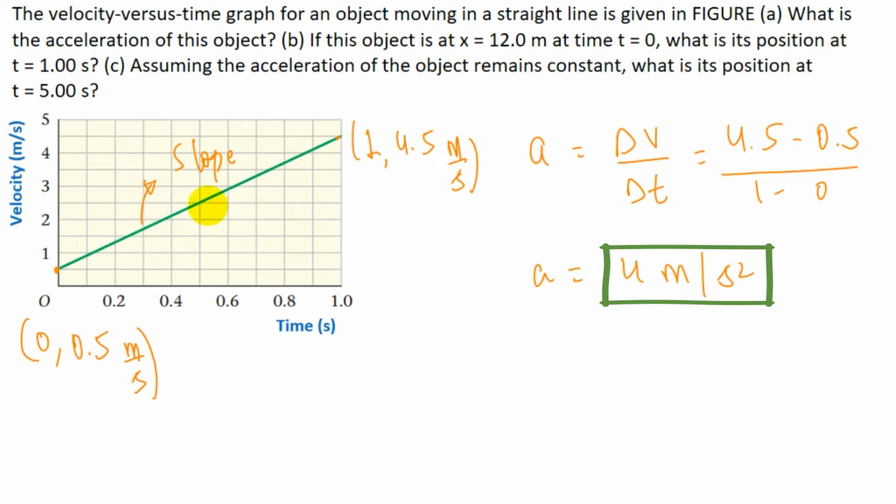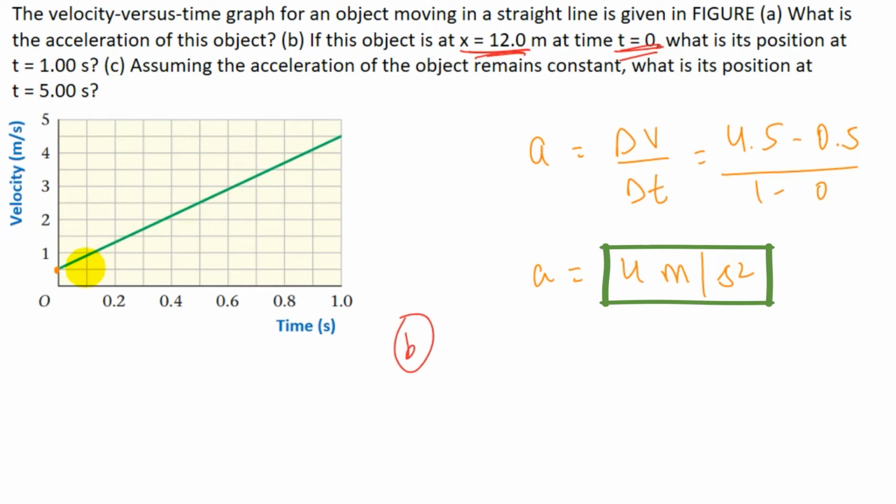Now next in the B part, it is given that the object is at x equals 12 meter at time t equals 0. What they are saying is that at time t equals 0, the initial position of the object is 12 meter. Then what is the final position at time t equals 1? This is what we have to calculate.